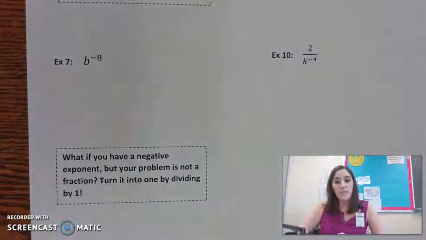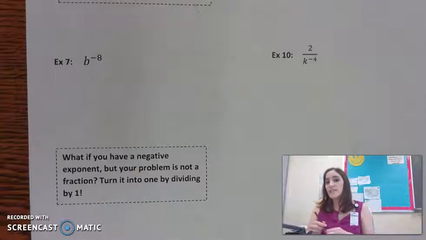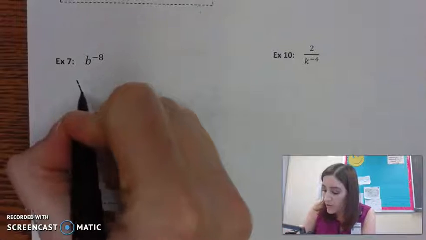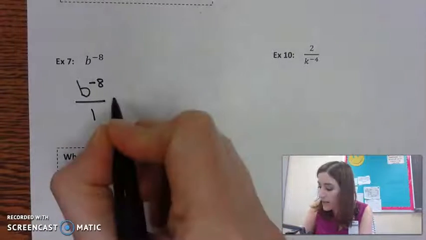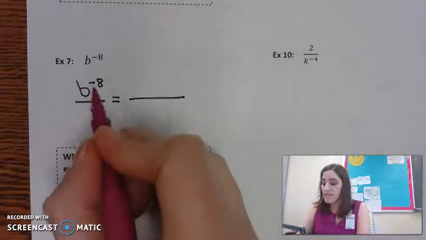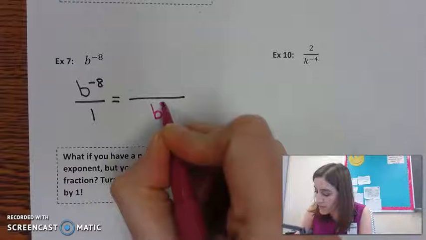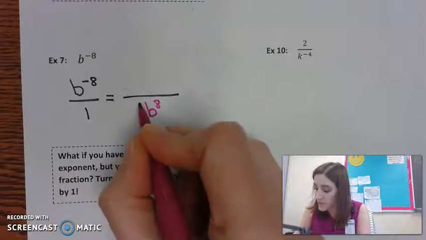Okay. Now, number 7, we've got a negative exponent, but we don't have a fraction. So what we are going to do is the same trick that we learned whenever we were doing slope. If you don't have a fraction and you need that guy to be a fraction, we'll put a 1 on the bottom, okay? That's all that's happening. Here's my new fraction bar. That means that this b to the -8 is on the top, so I'm going to move it down to the bottom. Now, this 1 doesn't have an exponent or anything. It's still there.